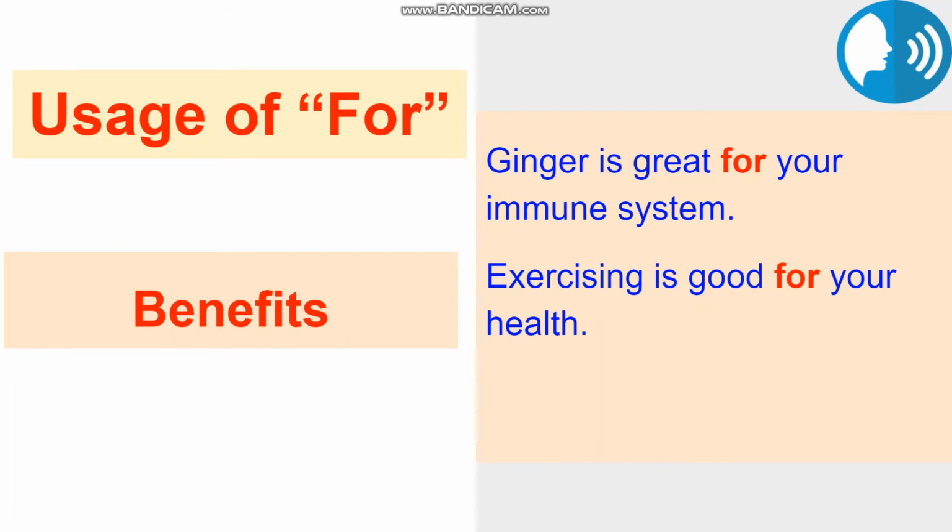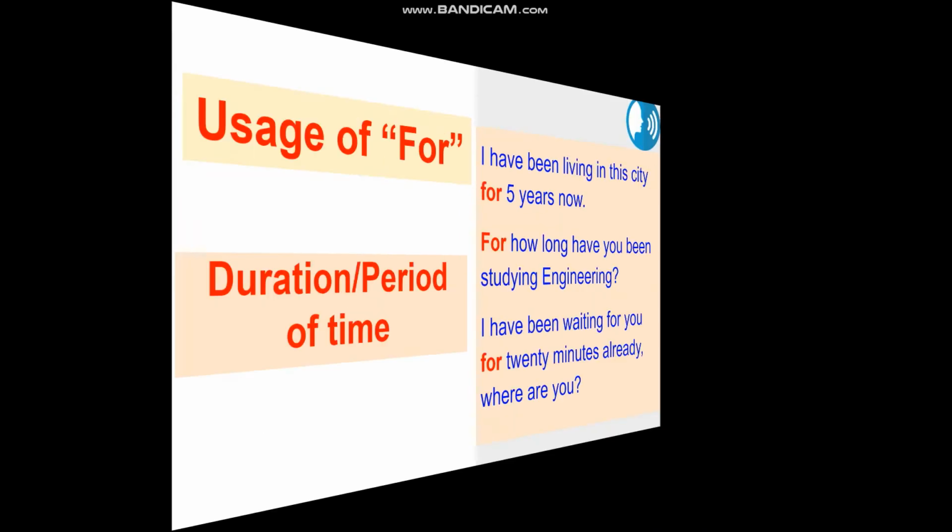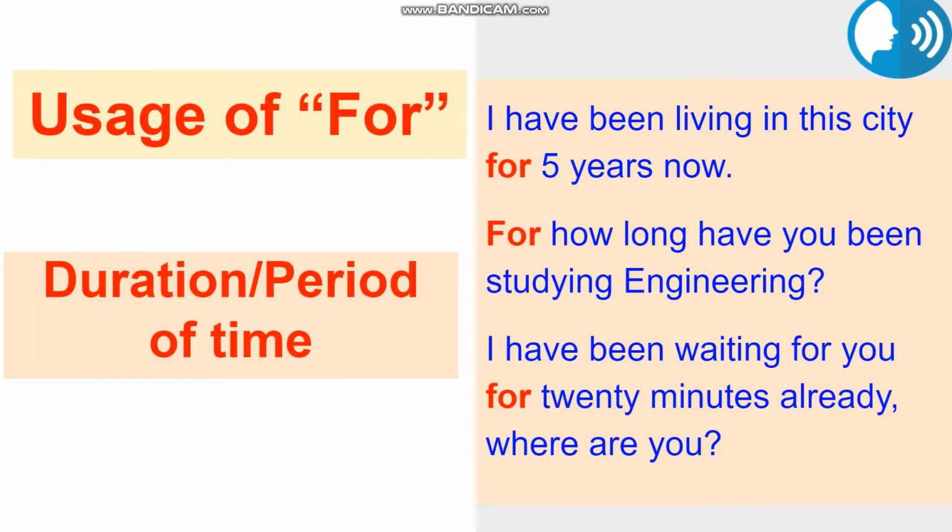Now, that's a benefit. We also use for to talk about time. We use it when we are doing something over a period of time. So when something has happened for a number of hours or days, weeks, months, years, well, you get the idea, right? We do something for a duration or for a period of time.